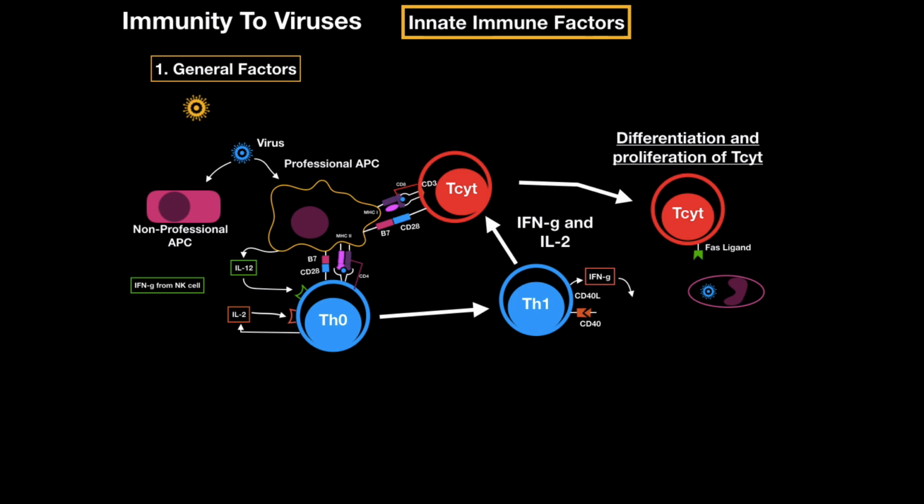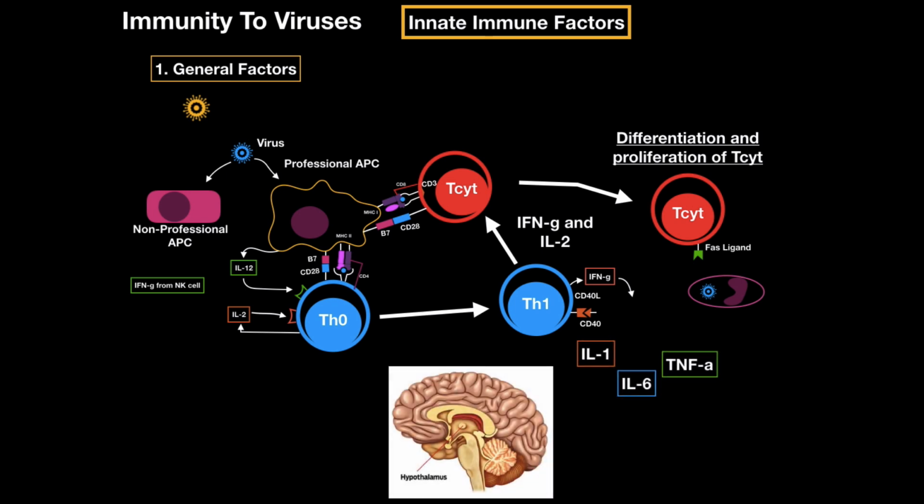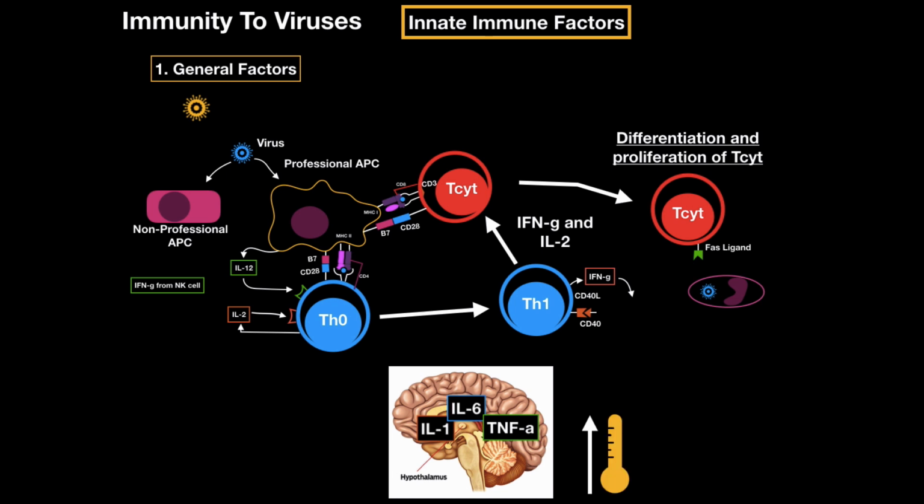Another way is macrophages. They can release inflammatory cytokines once activated, and they will go to the hypothalamus of the brain and cause a fever reaction. When the temperature increases, it can make a harsher environment for viruses and certain types of bacteria as well to live in. So that's also a general factor of the innate immune response against viruses: fever. It could also be secretory functions by feces, for example, or saliva. Those are also general factors.